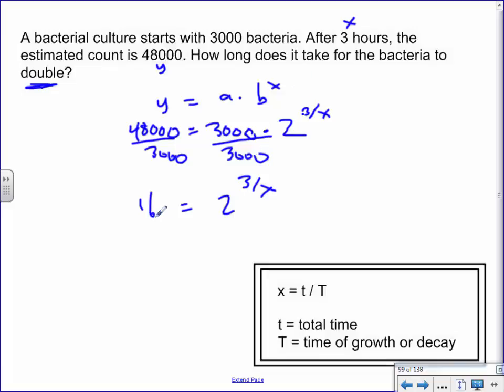So, anyways, now this is actually pretty easy to solve. 16 is 2 to the 4. This is 2 to the 3 over x. Cancel the 2's. 4 equals 3 over x. So x equals 3 over 4. Let me know if I lost you on the algebra parts of that.